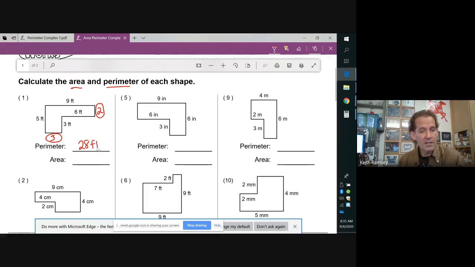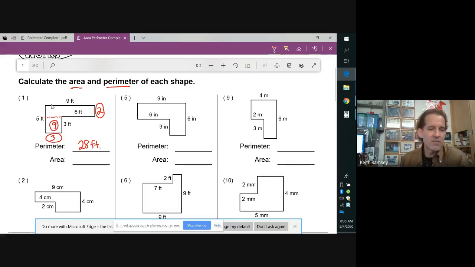Now, for area, you want to separate these composite shapes into 2 different rectangles. So I might cut it right here. And then I could see that this is a square down here. It's 3 by 3. I would not multiply 5 by 3 because I'd be counting this space up here twice. So if this square is 3 by 3, I know that's 9 for that square.